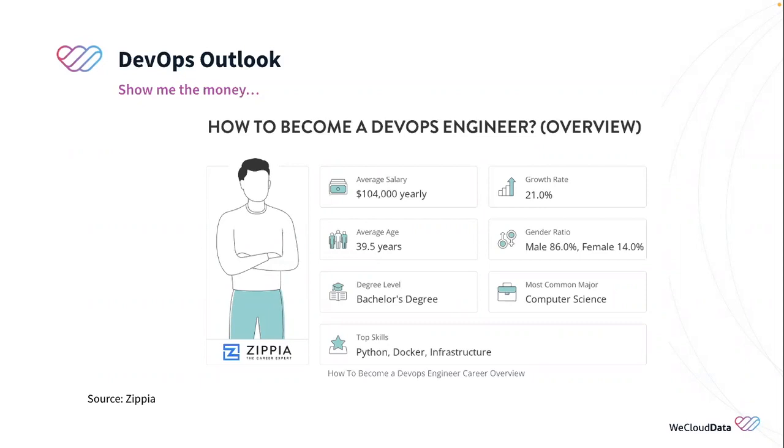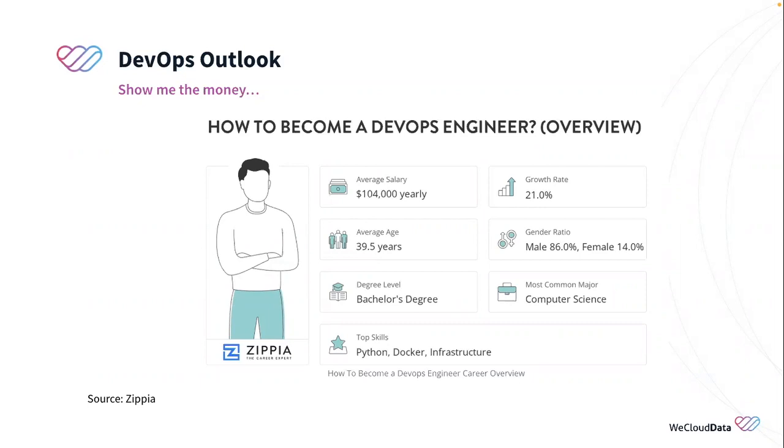Bachelor's degree, computer science. Gender ratio is, I don't know if this is reflective of just DevOps alone or IT. Maybe IT is like this as well. So unfortunately, there's still quite a bit of a gender gap there. Hopefully, that's going to improve over time.